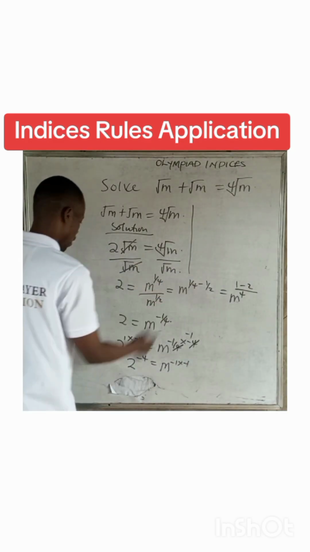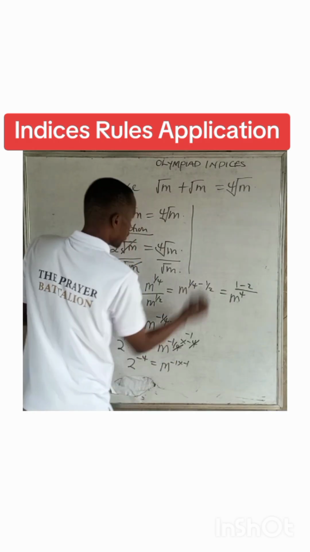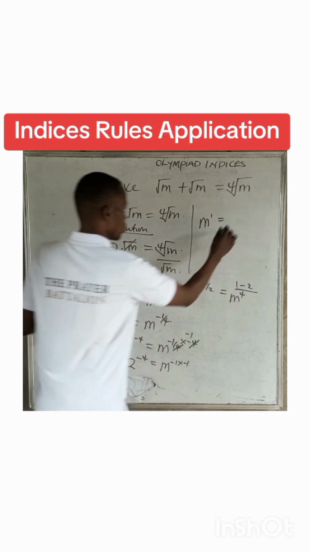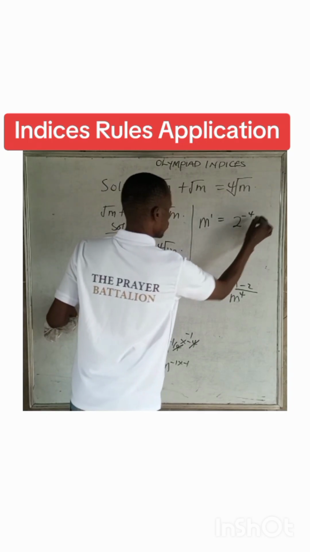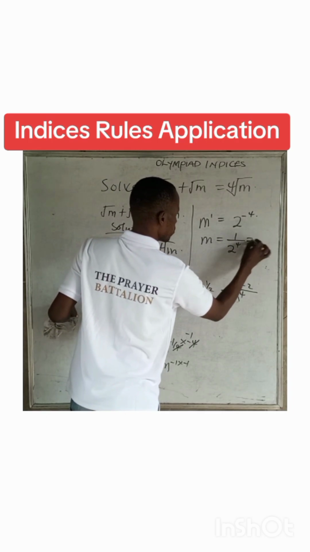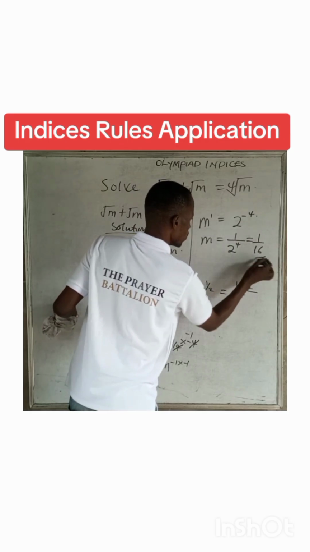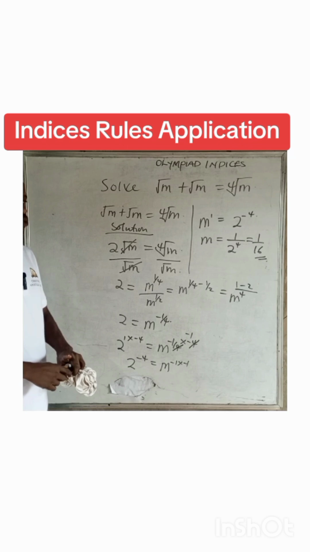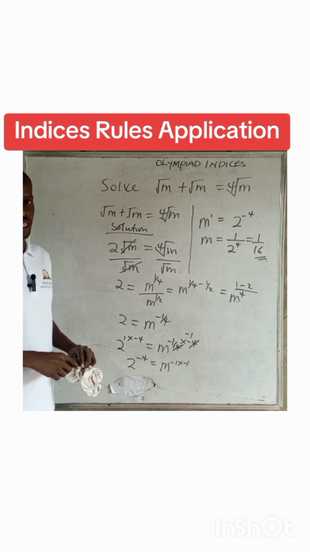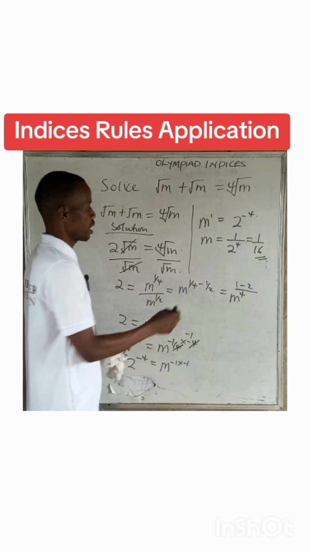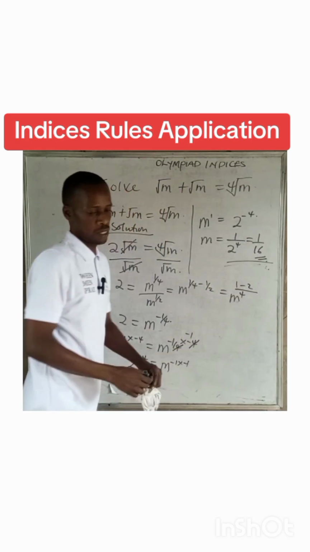Therefore, the final answer is going to be m to the power of 1 equals 2 to the power of minus 4. We present as m equals 1 over 2 to the power of 4. We present as 1 over 16. 2 to the power of 4 gives us 16. 2 times 2, 4, 4 times 2 is 8, 8 times 2 gives us 16. So that gives us an answer. So please ask questions. Thank you.